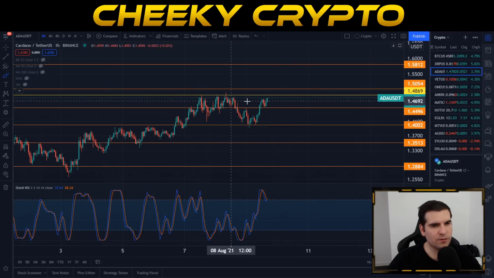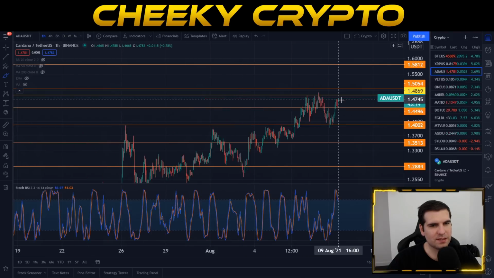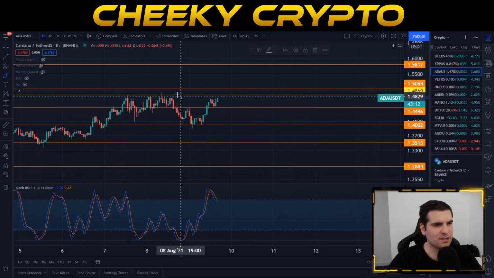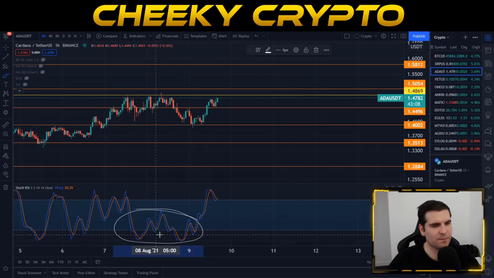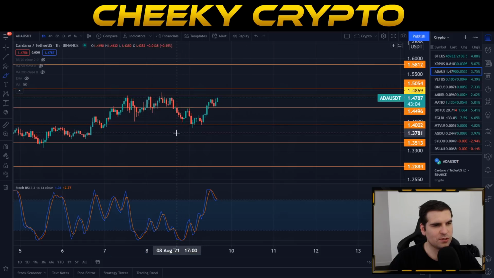There's a lot going on this hourly chart, and ultimately I think that's the most sensible scenario considering the amount of consolidation that was happening over here, and we can see how much space on the stochastic relative strength index was utilized during this motion.